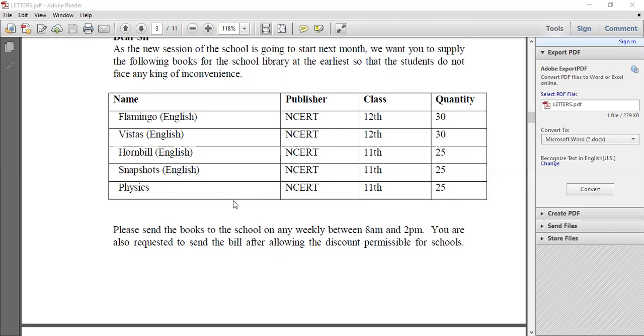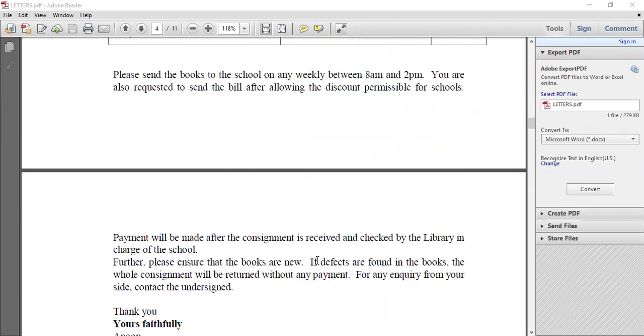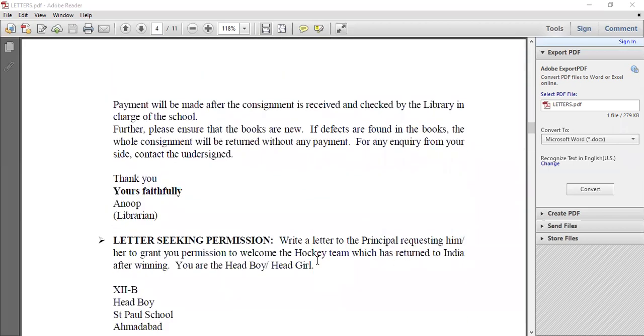You can also ask. So please send the books to the school on any weekday, that means any working days, between 8 a.m. to 4 p.m. And you are also requested to send the bill after allowing the discount permissible for your school. Right, and he was very clearly mentioning that payment will be made after the consignment. That means, you know, the parcel. So payment will be made after the consignment is received and checked by the library in charge of the school.